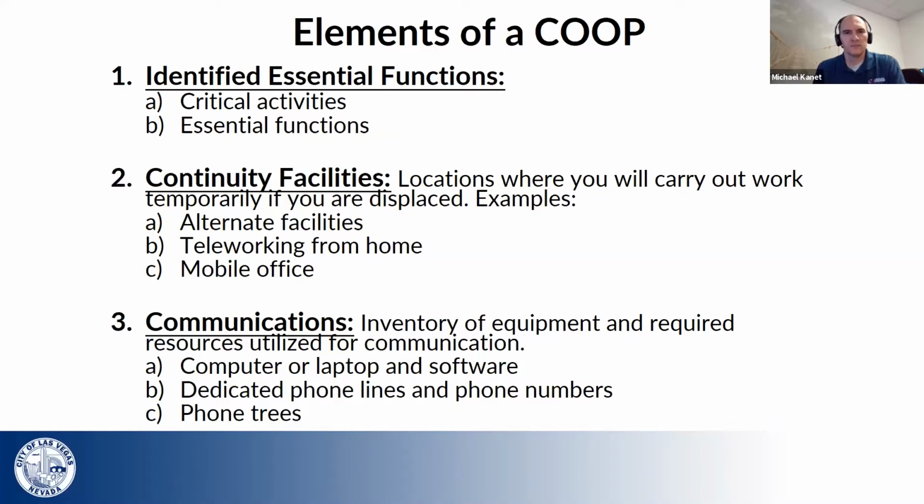Next, you want to look at communications. You want to inventory your equipment and required resources utilized for communications. So you want to look at your computers or laptops and software and take an inventory of that. And if you are used to using desktop computers, you may want to think about looking at laptops, right? Things that people can take home on an everyday basis. That way, if something were to happen to your business, they have their laptops at home and are able to continue to operate wherever you determine your alternate location is. You want to look at dedicated phone lines and phone numbers, and then again, those phone trees that I talked to you about just a little bit ago.